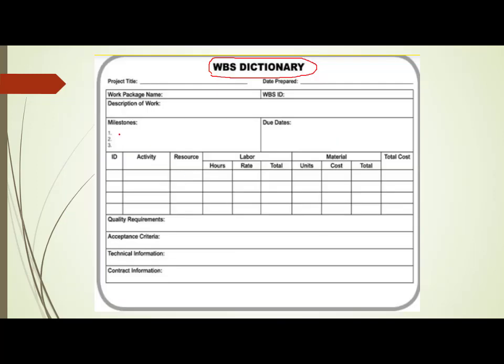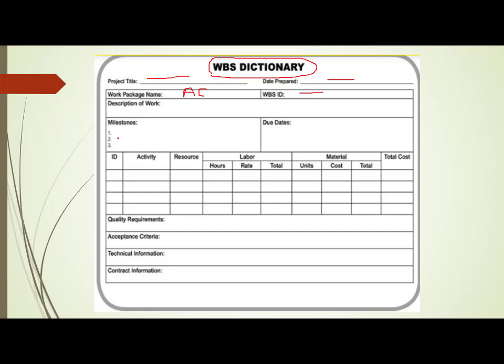So what I do, I write the project title here, I put the date prepared, and I put the work package name as advertising content. Now every work package will have an identification. I put the identification, and I write down the description of work. What is the description of work? You can write that this work package involves advertising the job in a popular portal called Indeed.